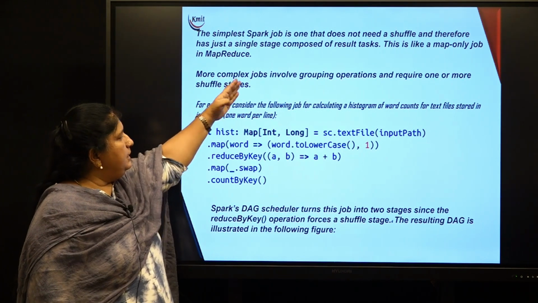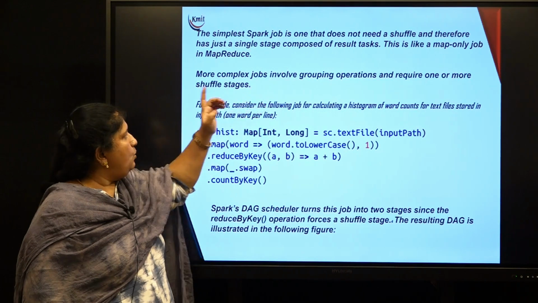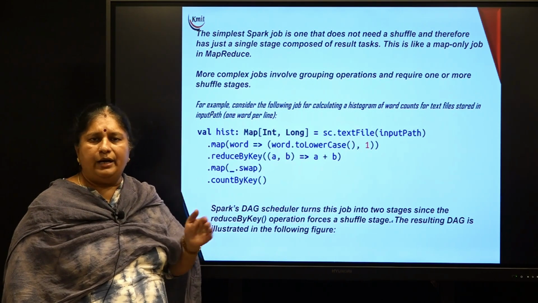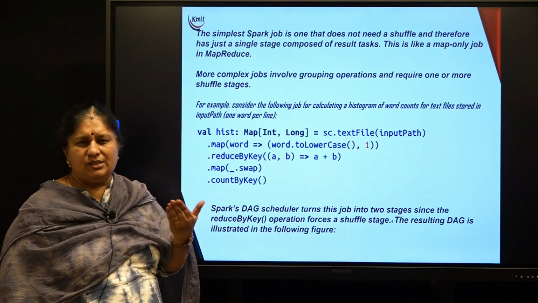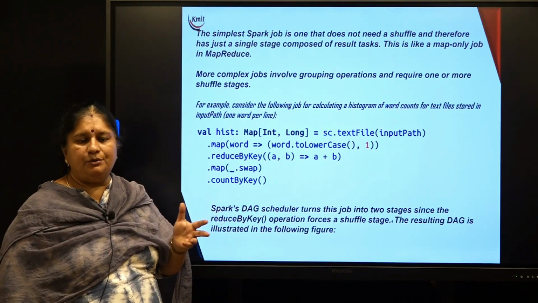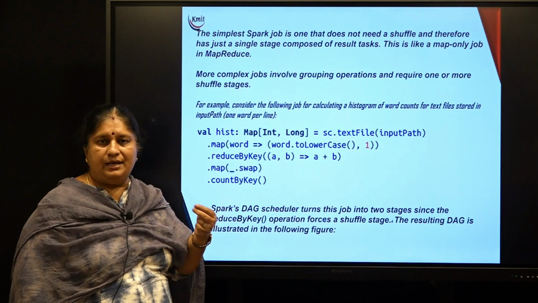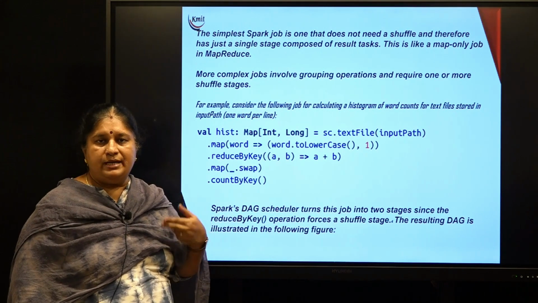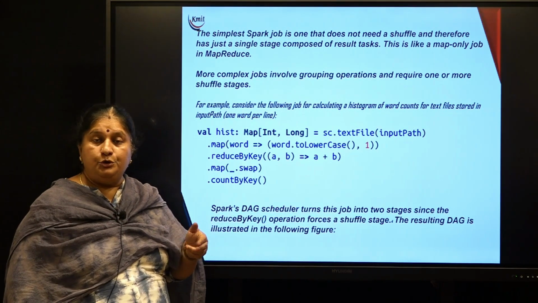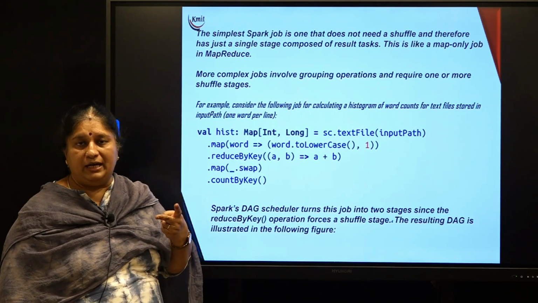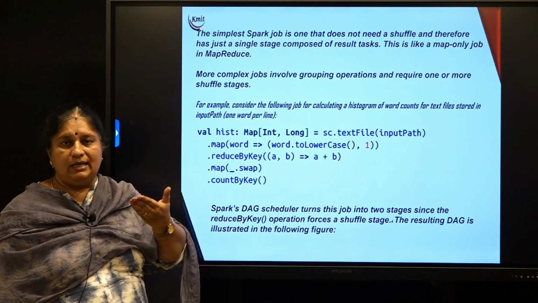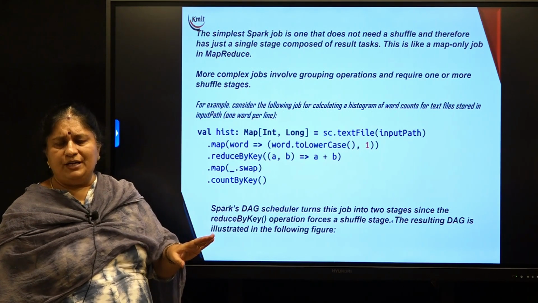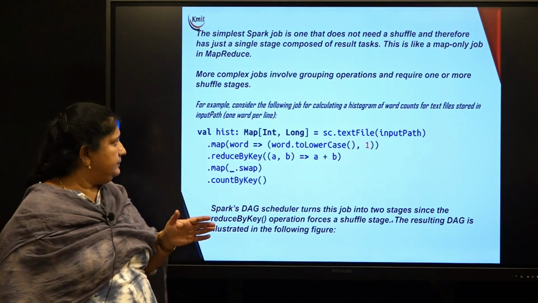More complex jobs involve grouping operations and require one or more shuffle stages. So as the complexity of the problem increases, we try to have multiple map methods, just like MapReduce. I am trying to take an analogy of MapReduce. Say for example, you are trying to take data from a single table. One map method might be enough for us. You are trying to take data from two tables like a join operation. You might need two map methods, one for each of the tables. Likewise, as the complexity is increasing, you are trying to have the shuffle map tasks. If there is no such shuffling required, we directly go for the result task.